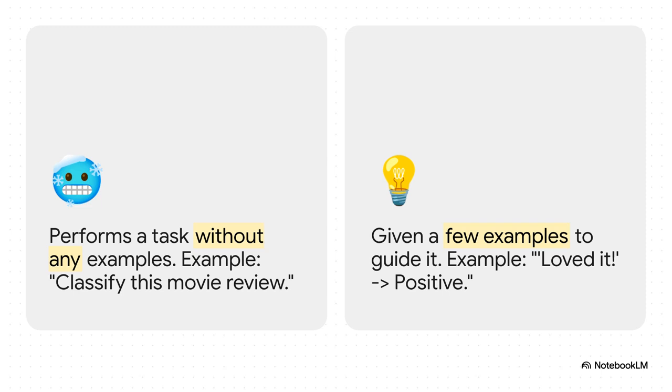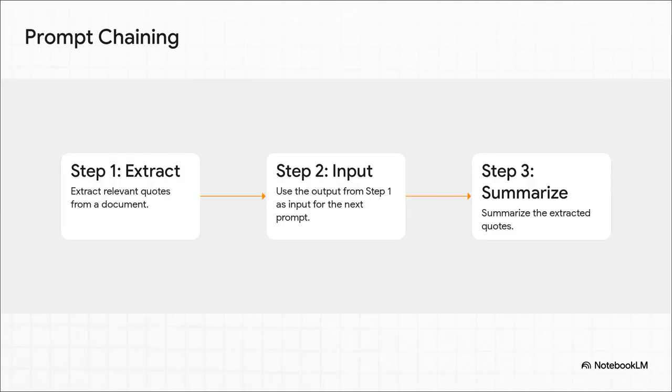It's a game changer. So what about really complex problems? Well, you don't ask the AI to do everything at once. No way. You break it down. This technique is called prompt chaining. See how it works? The output from one simple task becomes the input for the next one. You're creating this powerful, multi-step process that lets the AI think its way through a much harder problem.